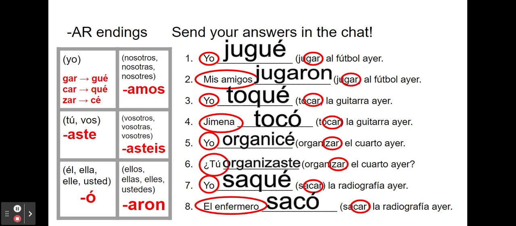Hopefully this was helpful in explaining our GAR, CAR, ZAR verbs.